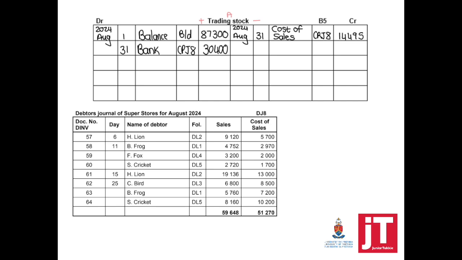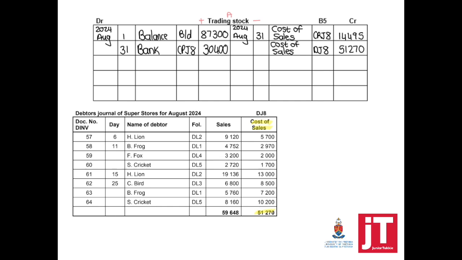From the debtors journal, it means that goods were sold on credit and the cost of those trading stock which we sold was 51,270. This is why from the debtors journal, cost of sales would be debited, account credited, trading stock. My trading stock is going to decrease. Please take note, the contra account, cost of sales, from which journal? The debtors journal with 51,270.